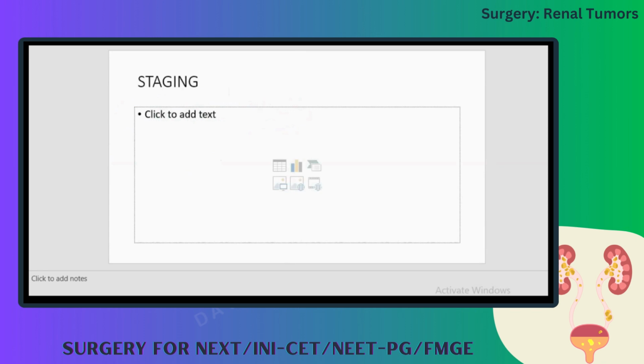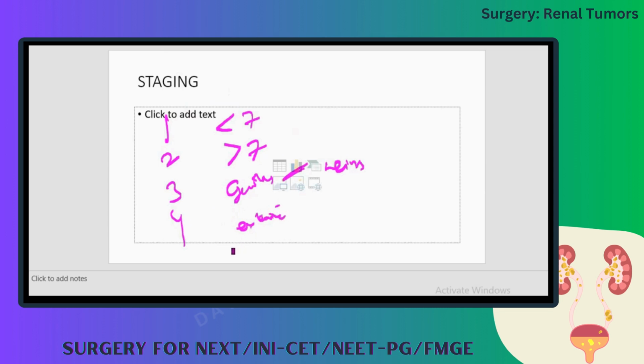So, what is the staging of the kidney? Stage 1, stage 2, stage 3, stage 4. Stage 1, tumor less than 7 centimeters. Stage 2, more than 7 centimeters but within Gerota's fascia. Stage 3, outside Gerota's fascia into the veins. Stage 4 is extensive spread. These are the four: less than 7, more than 7, Gerota's, into the veins, extensive spread.